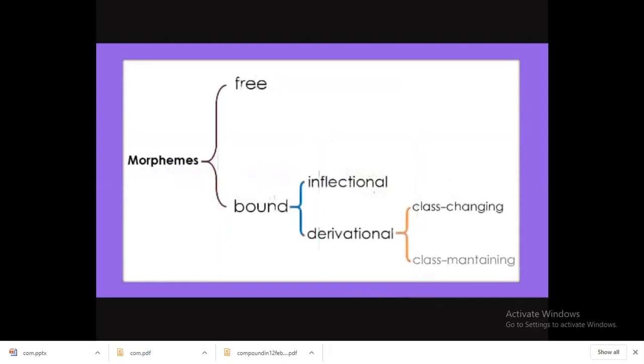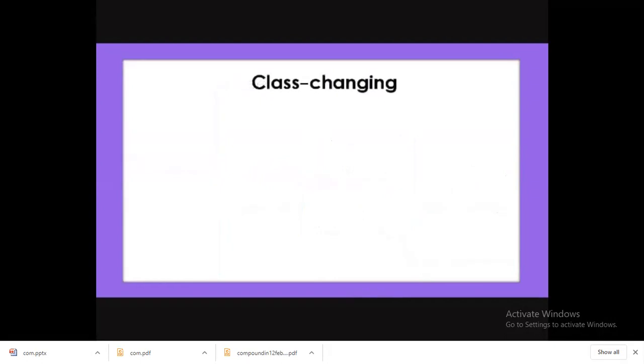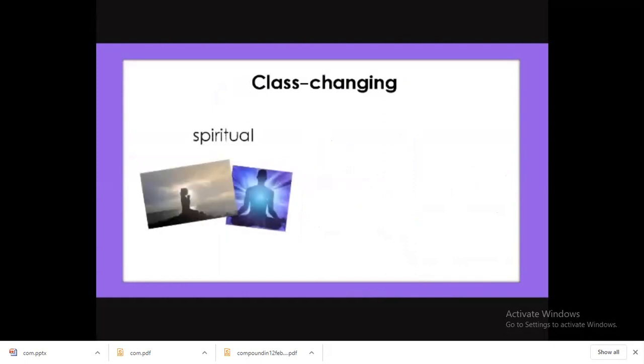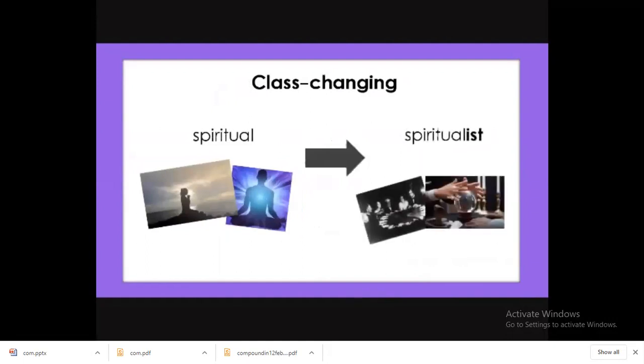Class maintaining are those that don't change the function or class of the word. The word stays the same. However, it can change the meaning of the word, and it does. Spiritual is something related to religion or concerning the soul. Spiritualist is now a person who is interested in the spiritual world or belongs to the movement of spiritualism. Both are adjectives, but mean different things.